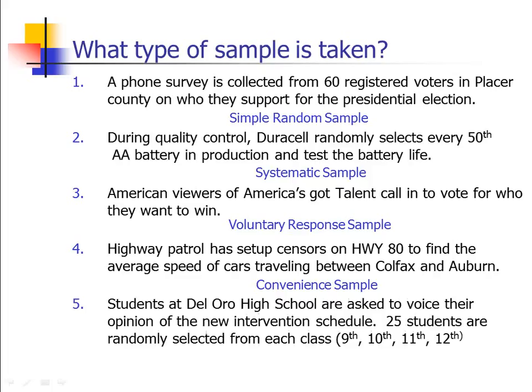Okay, here's our extra one. Say students at Delaware High School are asked to voice their opinion on the new intervention schedule. 25 students are randomly selected from each class: 9th grade, 10th grade, 11th grade, and 12th grade. This is an example of a stratified random sample, and in this kind of case, it's probably the most appropriate one, because we want to hear the opinions from different classes because they're going to have different experiences. So it would be wrong to simply survey just seniors. We want to see a representation from each of the different groups. A stratified random sample is one of the better ones to use.